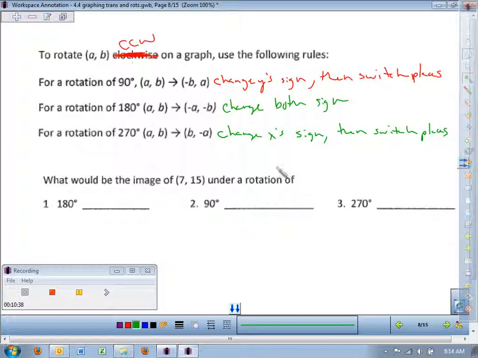Cool. Let's do this. This is point (7, 15) under a rotation of 180 degrees. Change both signs. It would rotate to (-7, -15). That would be the new image. 90 degrees, change y sign, then switch places. And rotate at 270 degrees, change x's sign, then switch places. So that's what we'd get when we do those.